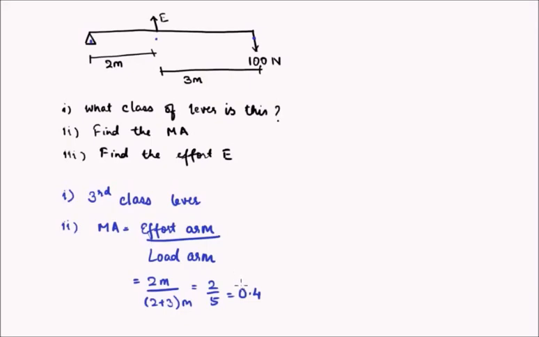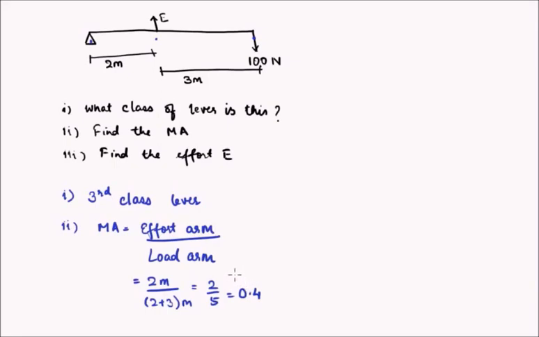In other words, it is required to apply a larger effort to move a particular load. What I mean is that to move this load, or to balance out this load of 100 Newton, the effort required will be more than 100 Newton. That is what I can say just by seeing the value of mechanical advantage being less than 1.